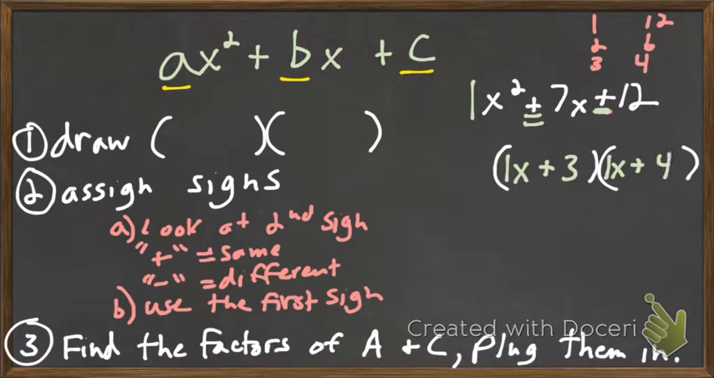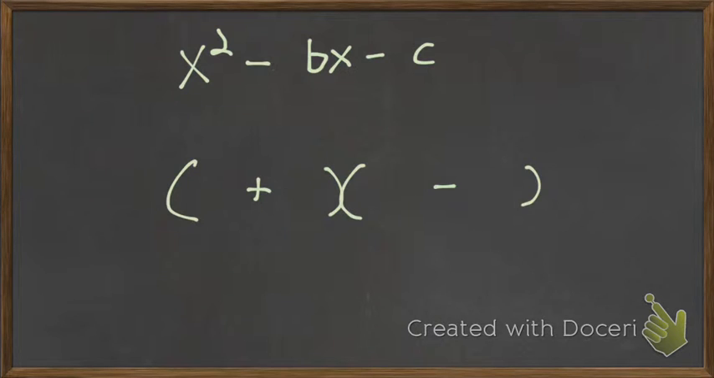3 and 4. And now we're done. All right, so this is a very brief example. We're going to do a whole bunch of examples today so that you can get a better idea. So I'm going to keep using some of these easier problems that have just x squared. They don't have an a yet. We'll work into the a, but we'll do some examples of those as well.